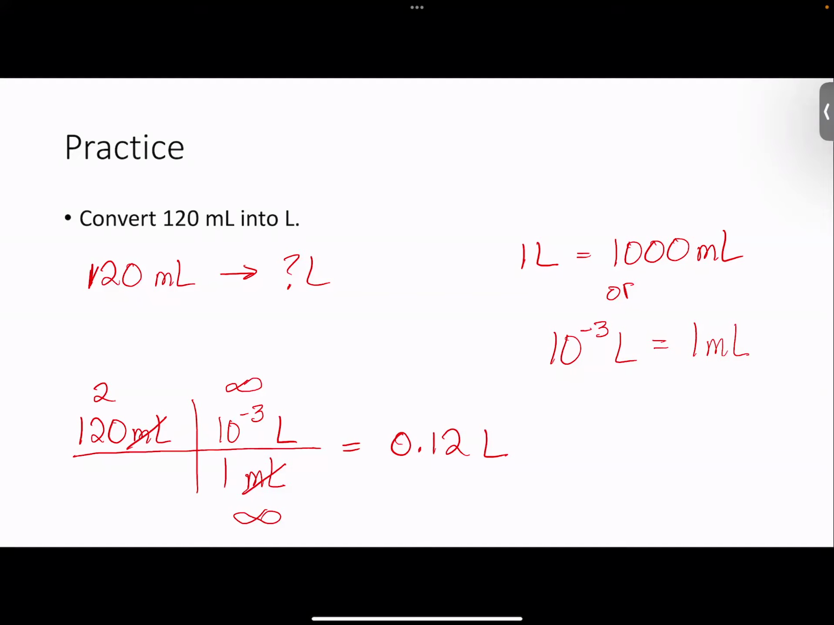This is multiplication and division, and according to the rules for multiplication and division, the answer will have the same number of significant digits as the measurement with the fewest. Since the measurement with the fewest had 2 significant digits, your answer will have 2 significant digits, and therefore you would record it as simply 0.12 liter. Questions?